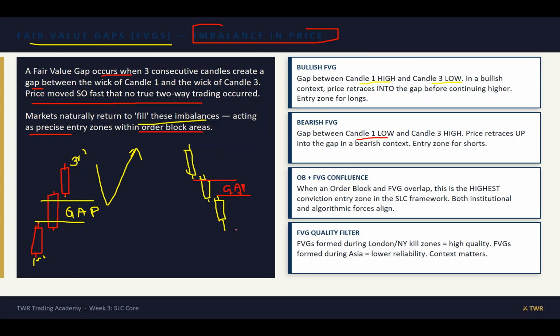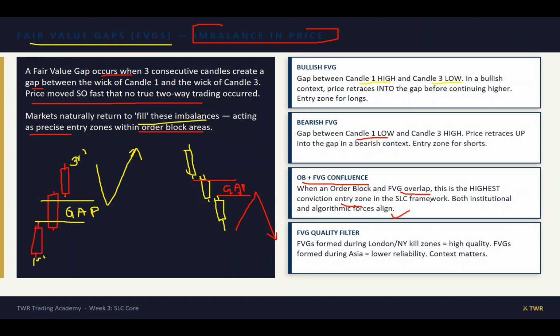So you'll find that price returns here, then the continuation proceeds. So whenever you see an order block plus a fair value gap confluence overlap, this is the highest conviction of entry price. Okay, both institutions and algorithm align.